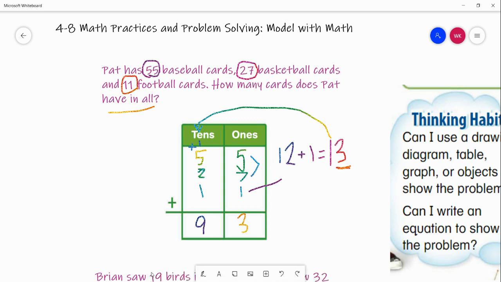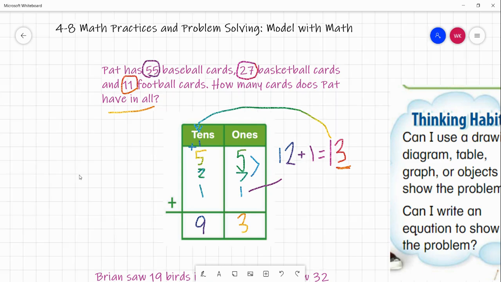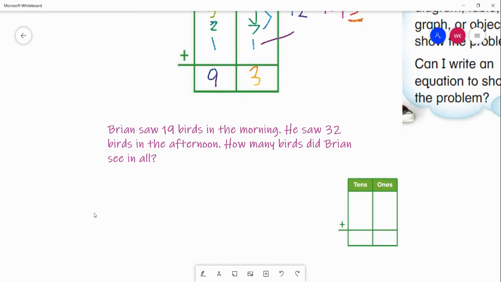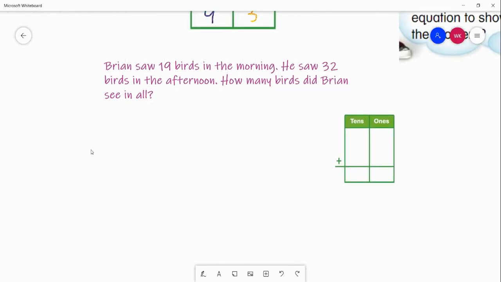But remember, you could have added this in any way that you like. You could have used counters, number line, partial sums, using blocks, anything that helps you figure out the problem, that is okay. All right, we have one more problem to do. Brian saw 19 birds in the morning. Then he saw 32 birds in the afternoon. How many birds did Brian see in all?